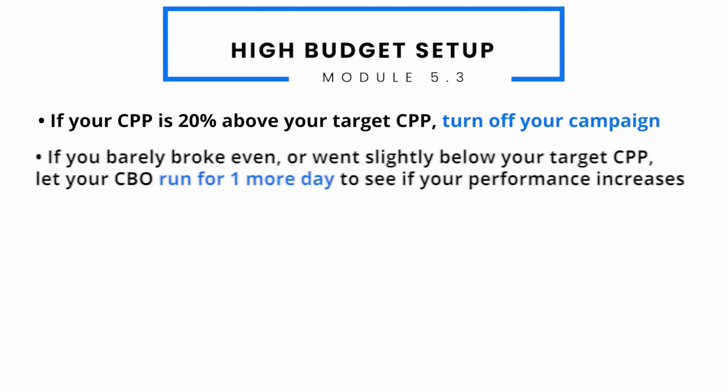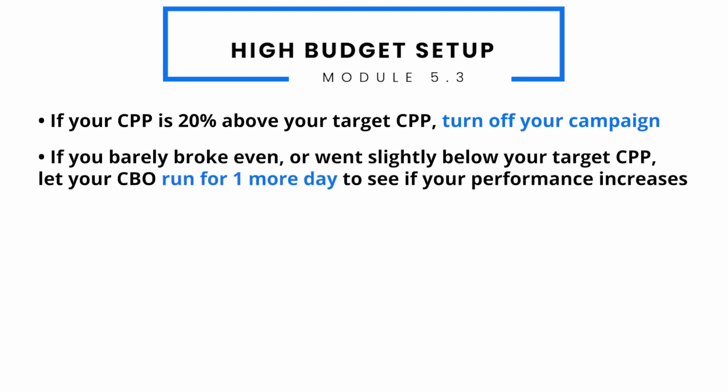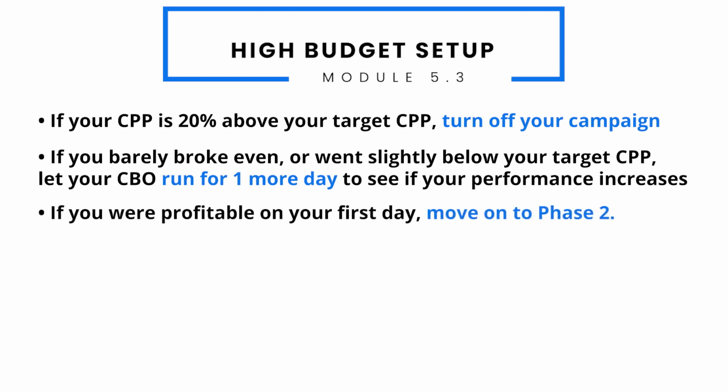If you barely broke even or went slightly below your target CPP, I recommend you let your CBO run for 1 more day to see if your performance increases before moving on to phase 2. If your performance doesn't increase on day 2, then it's time to watch lesson 5.4, troubleshoot your funnel, and then try again. And finally, if you're profitable on your first day, you're ready to move on to phase 2.